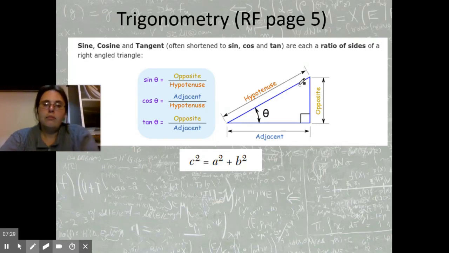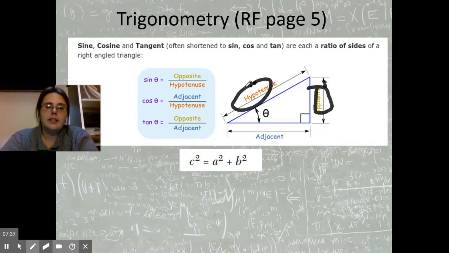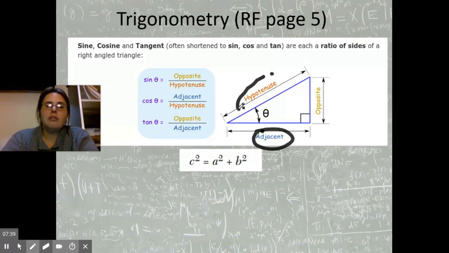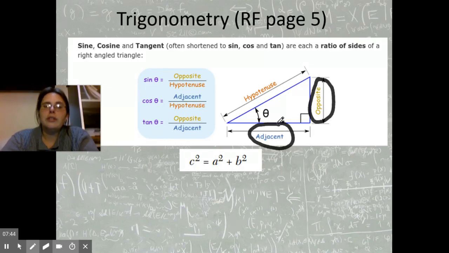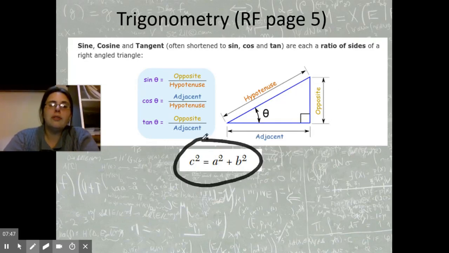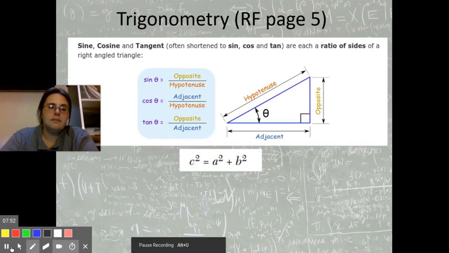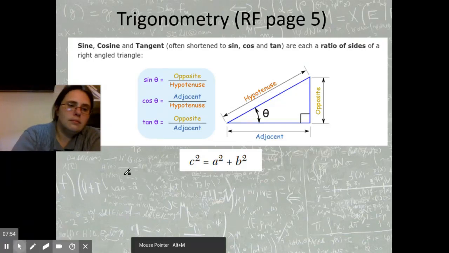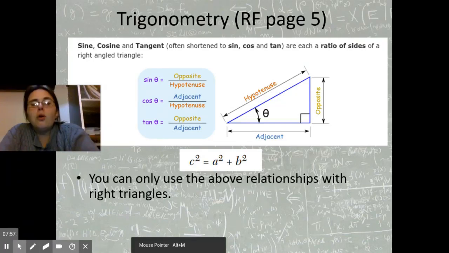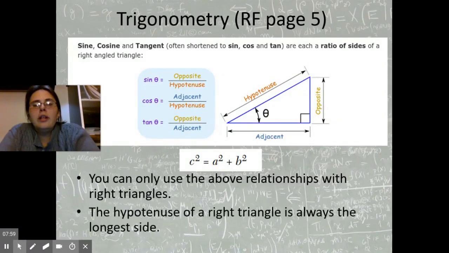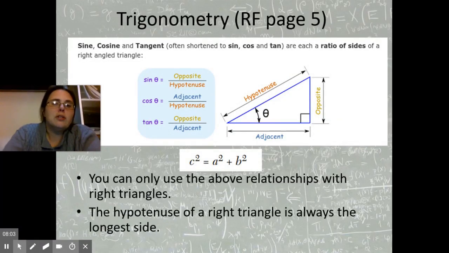Anyway, we have the sine of theta is equal to the opposite over the hypotenuse. The cosine is the adjacent over the hypotenuse, and the tangent of theta is equal to the opposite over the adjacent. And we do also use Pythagorean's theorem, which is c squared equals a squared plus b squared. So again, you can only use these with right triangles, and the hypotenuse of a right triangle is always the longest side. It's also the one that's opposite of the 90-degree angle.